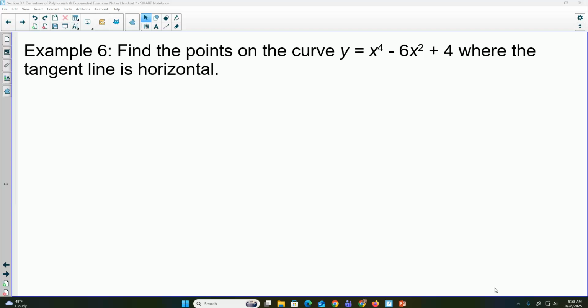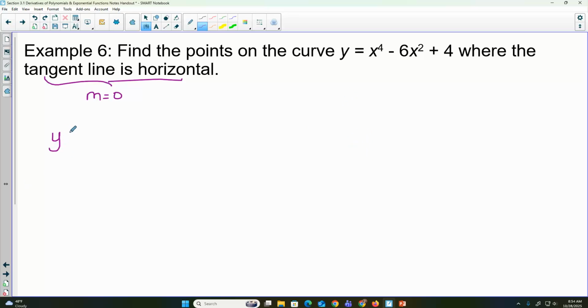So we were working on our new shortcuts for derivatives. We know how to do the derivative of a constant and if it's x to a power. If I want to know all the points where the tangent line is horizontal, what does that mean? So there's a zero derivative. This horizontal line has a slope of 0, so I'm looking for when the derivative is 0. So first I need to find the derivative.